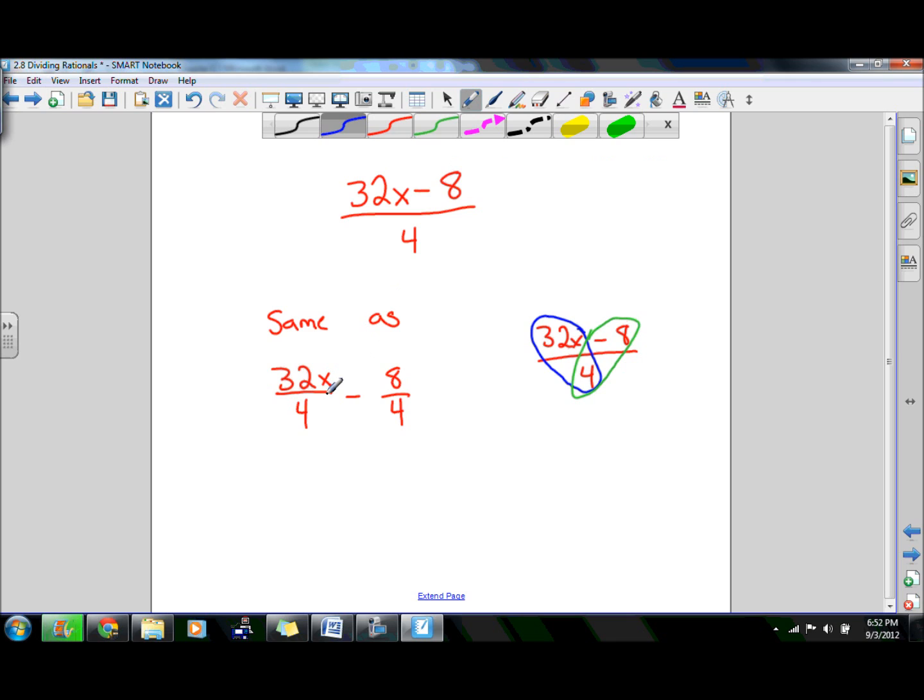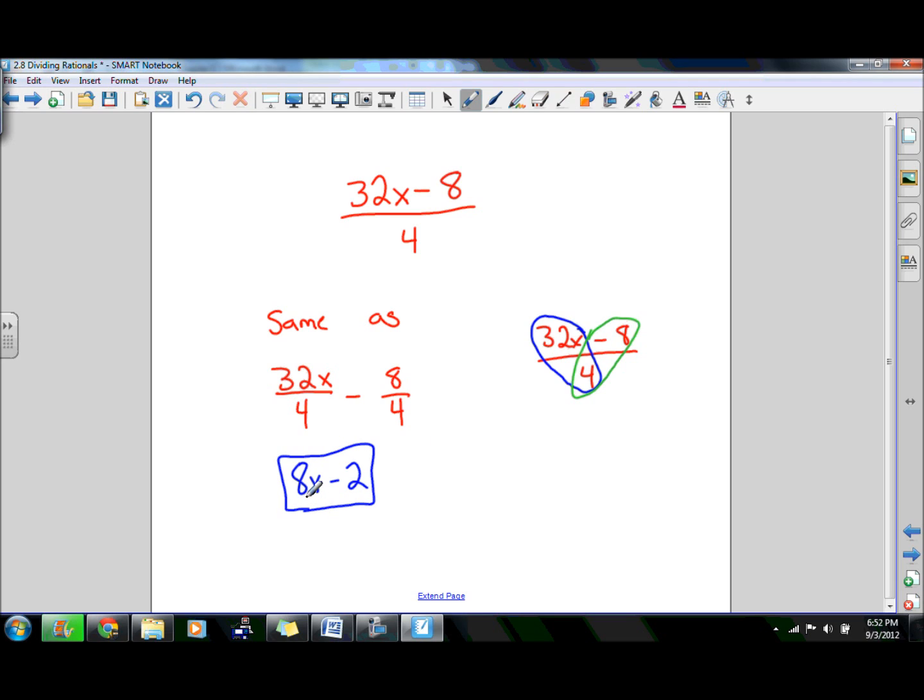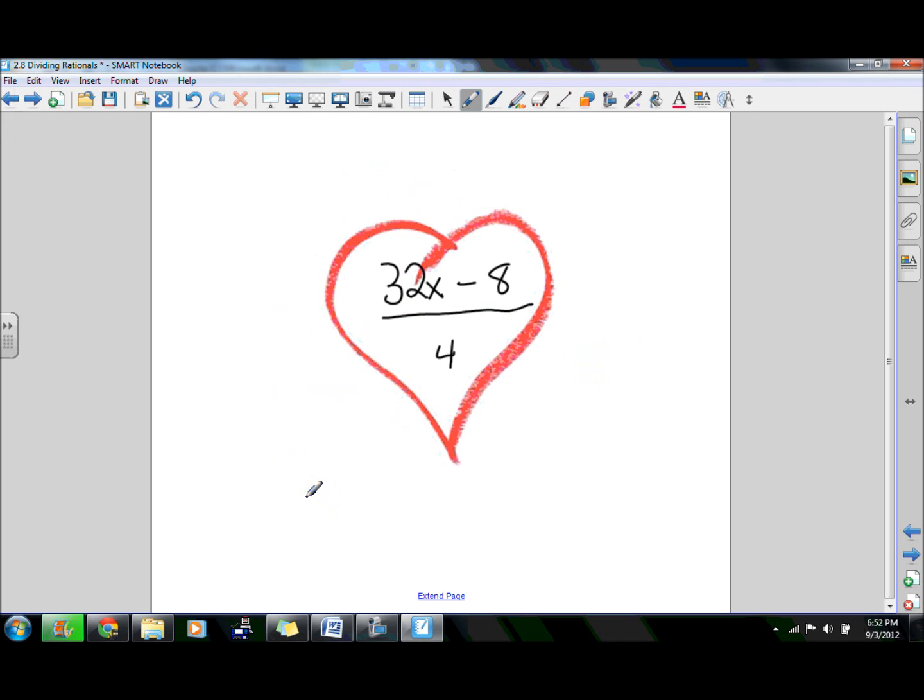Then you would just simplify. 32 divided by 4 is 8. We keep the x. 8 divided by 4 is 2, so we put minus 2, and that's our answer. So we turned a very ugly looking fraction problem into a nice easy problem. We call it the heart method because it's drawn just like a heart. There's one piece, there's the other piece.